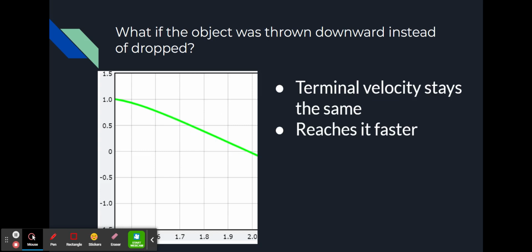with a faster downward velocity. So it'll just reach its terminal velocity faster. But terminal velocity has to be the same because the air resistance and the force of gravity didn't change. Therefore, our net force is consistent.